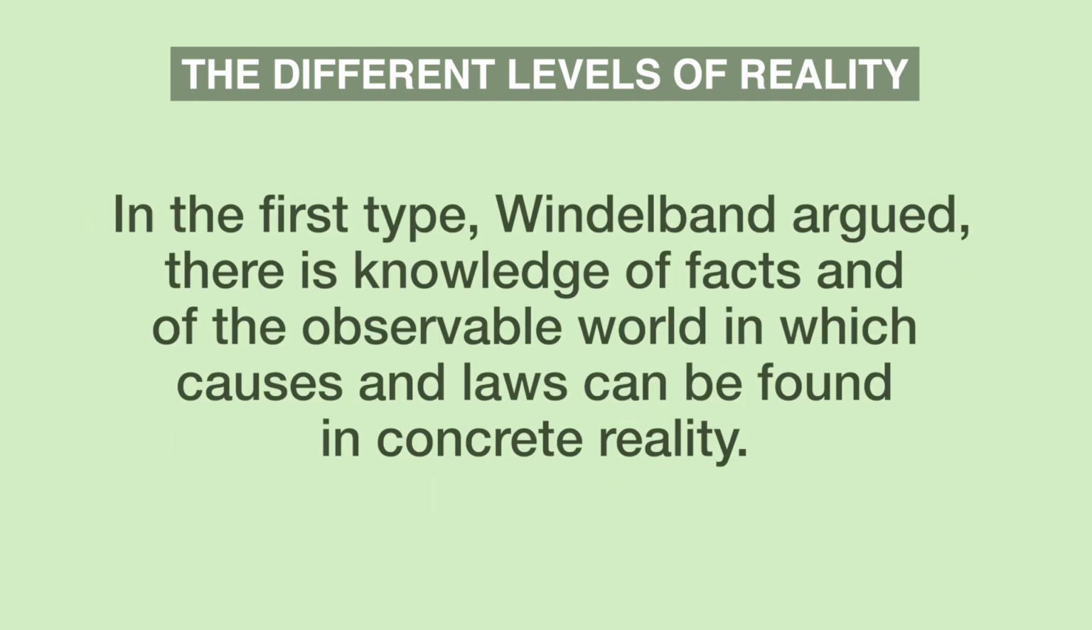In the first type, Windelband argued, there is a knowledge of facts and of the observable world, in which causes and laws can be found in the concrete reality. Now see, learners, please make it very clear, there is nothing called superiority of the natural sciences or inferiority of the social sciences. We are just trying to say that they relate to different kinds of reality. They make different kinds of knowledge formation possible. Essentially, the epistemology and the ontology being different, nothing else.